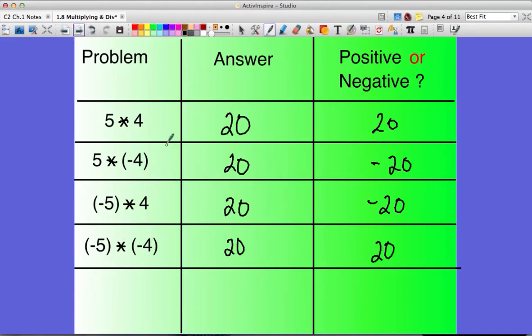And then we always have a set rule for negative and positive. Anytime the signs are different, your answer is going to be negative. Anytime the signs are the same, the answer is going to be positive.